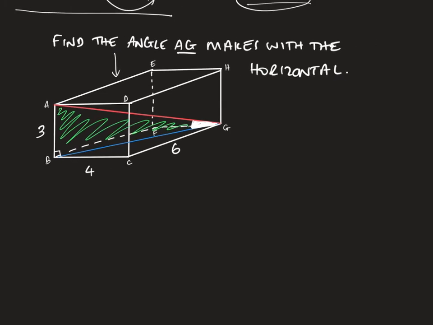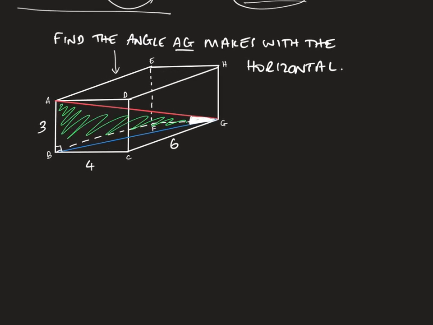But let me just show you the process, and then we can see how we go. So the first thing we need to do is find the length of BG here. Okay, so BG. Now, that's quite straightforward. So what we're going to do is, if we're looking directly from above here, what we end up actually having is a rectangle.